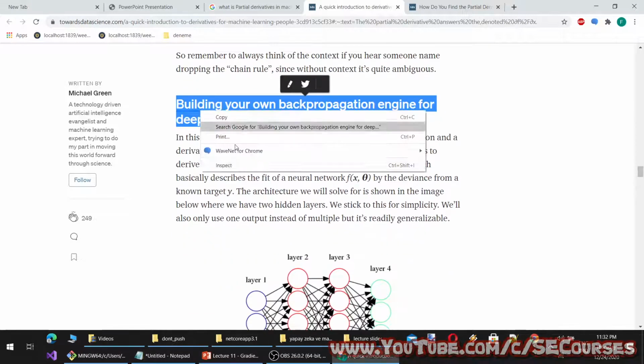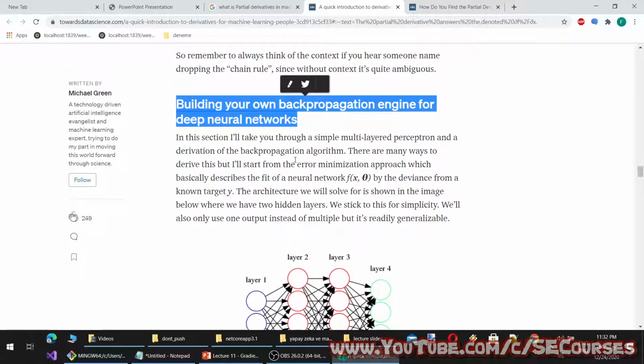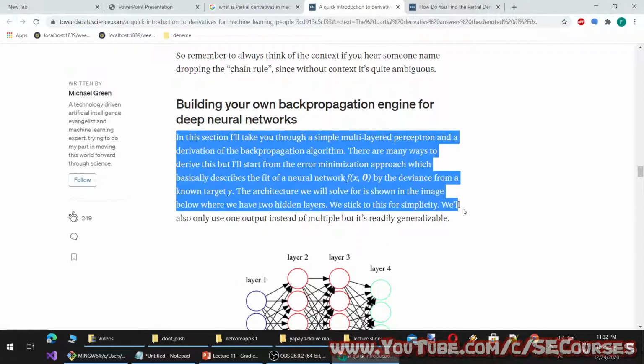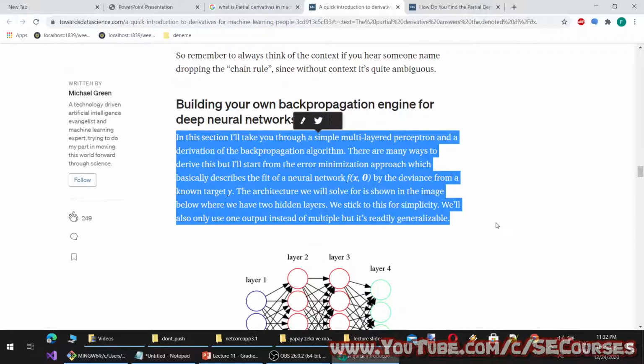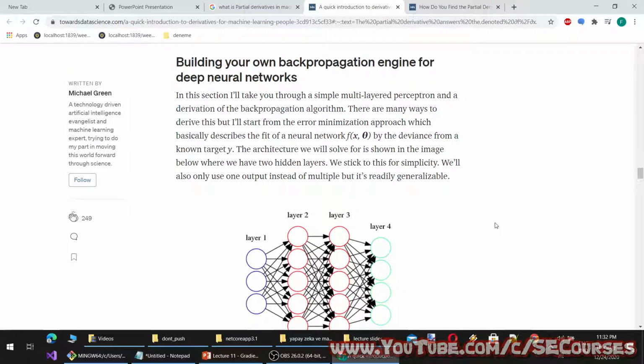I think let's continue reading from here. Building your own backpropagation engine for deep neural networks. In this section I'll take you through a simple multi-layered perceptron and a derivation of the backpropagation algorithm. There are many ways to derive this, but I'll start from the error minimization approach, which basically describes the fit of a neural network f(x, θ) by the deviance from a known target y.